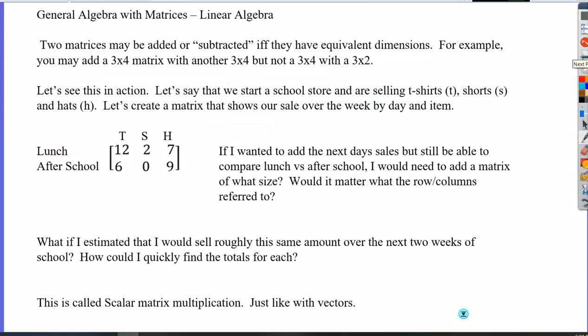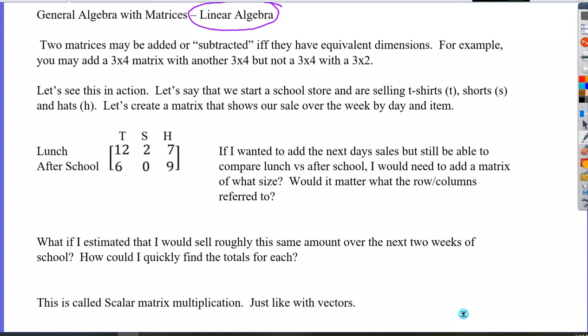Okay, so let's get into some more general algebra with matrices, which by the way is denoted as linear algebra, which is a course we offer here. Ms. Doshek teaches it, and so if you're interested in going further with matrices, you could take that later on in your math studies. Let's first look at addition.